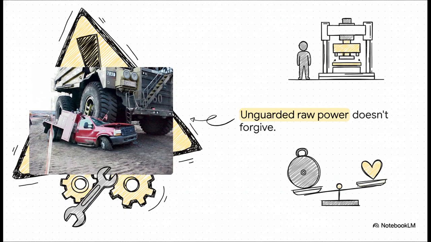You might think a momentary lapse in focus around heavy machinery is no big deal, maybe just a close call, right? Well, just look at the sheer scale of destruction here. As this completely crushed truck demonstrates, unguarded raw power literally does not forgive. Whether we're talking about a massive piece of mining equipment or just the standard pressure workstation, machines operate purely on physics, not empathy. When flesh meets unyielding steel, the machine always wins, for sure.